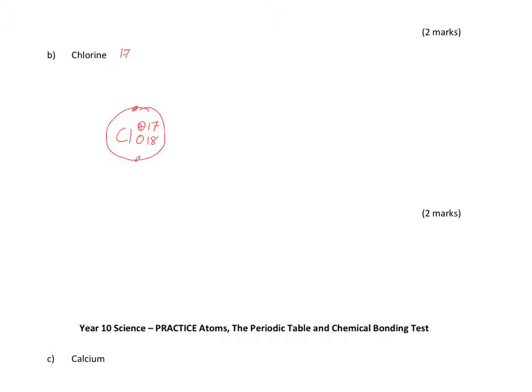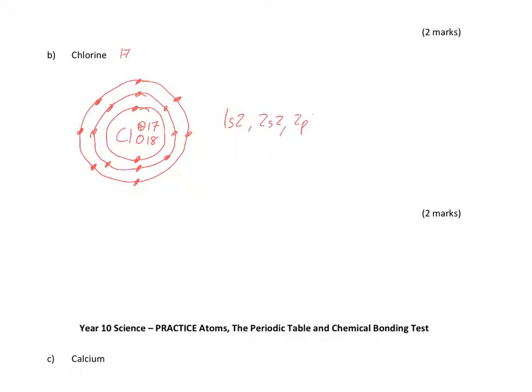So it's going to have 1, 2, 3, 4, 5, 6, 7, 8, 9, 10, 11, 12, 13, 14, 15, 16, 17 electrons. Now let's do electron configuration. 1s2, 2s2, 2p6, 10, 3s2, 3p5. So that's chlorine. Electron configuration and electron shell diagram. Moving on.